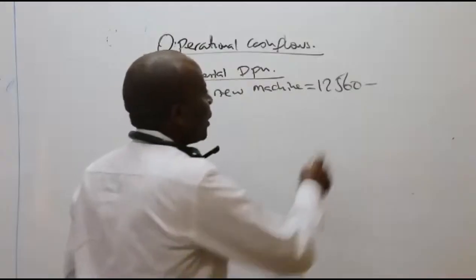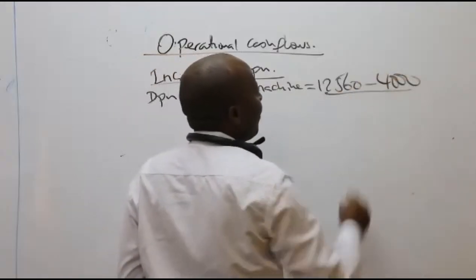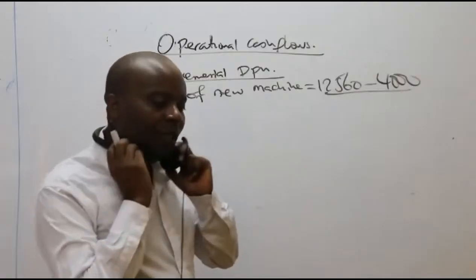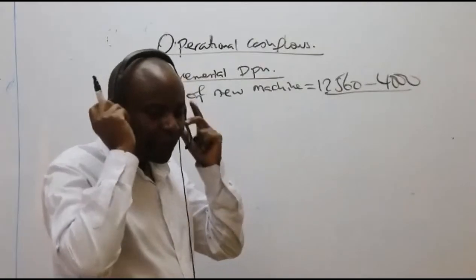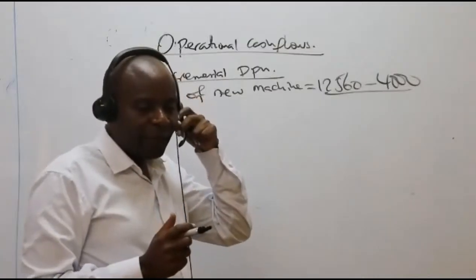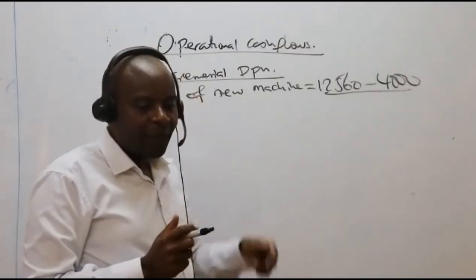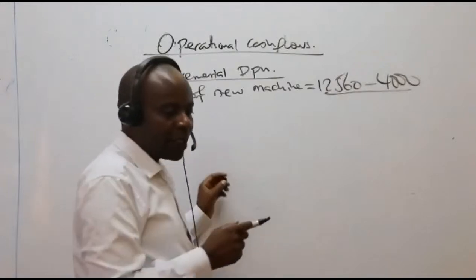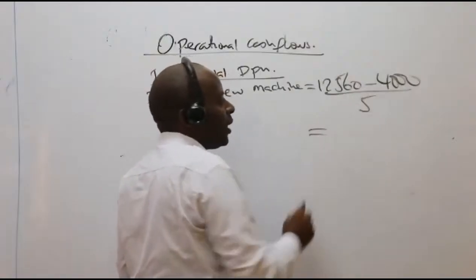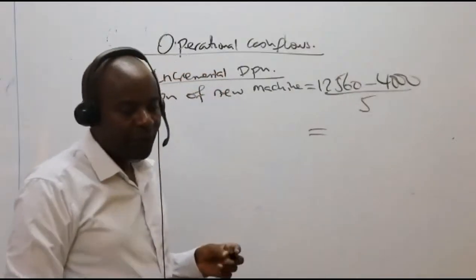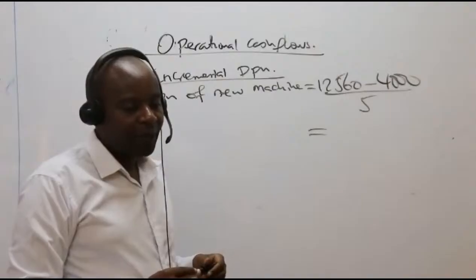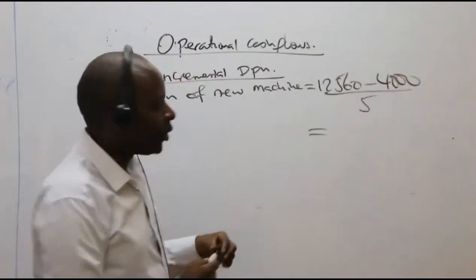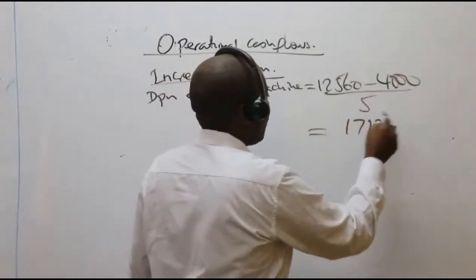So 4,000 divided by the number of years, which is how many? What do we have as our number of years? Are you able to hear me now? Number of years, 5 years. So then could you kindly give me this depreciation here? 1712. Thank you very much.